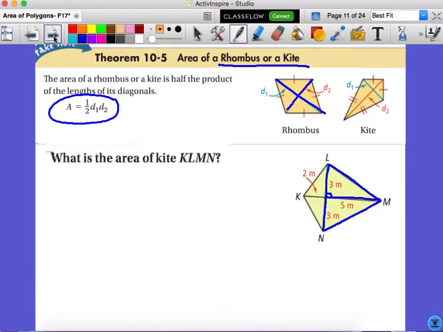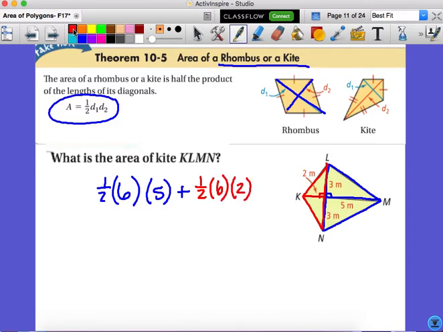So our base of that triangle would be 6 with those 3 and 3 put together. So half our base times our height of 5, plus the area of this triangle, which also has a base of 6, times our height of 2, and I can add all of that together. So half times 6 times 5 plus half times 6 times 2 gives me an area of 21 square meters. Or you could have plugged into that formula, saying half of total diagonal 1 times the total of diagonal 2, and you will end up with the exact same answer.